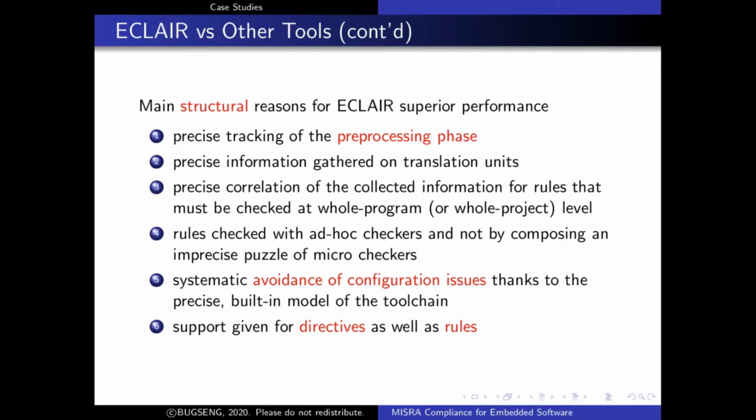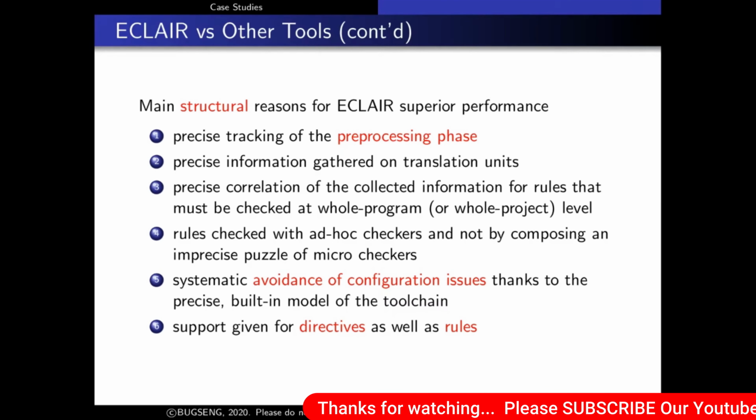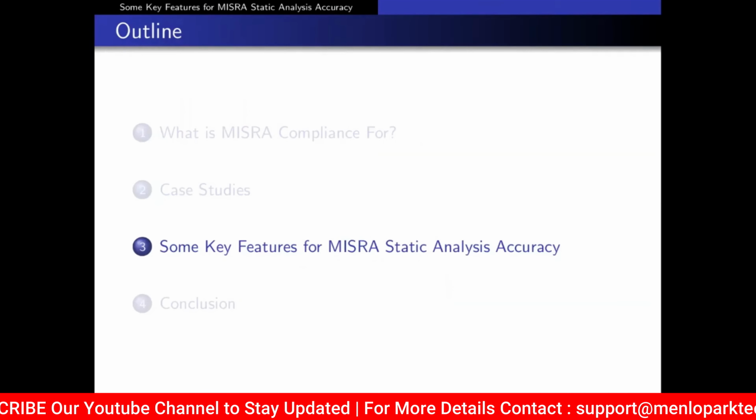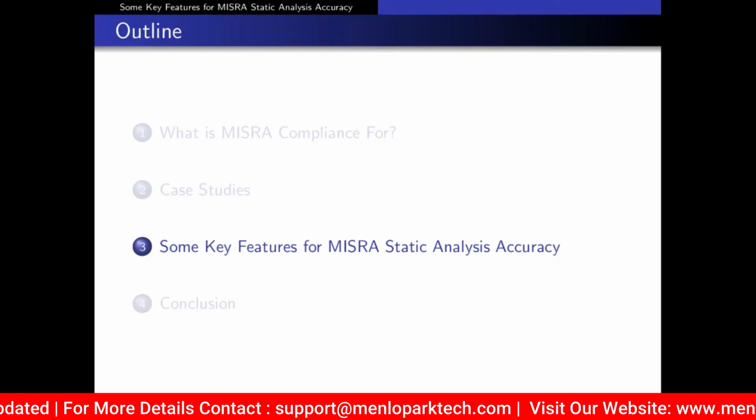Most importantly, we have the systematic avoidance of configuration issues because ECLAIR interacts with the toolchain and it incorporates very precise built-in models of the toolchain. And then ECLAIR supports all guidelines, directives, as well as rules. Of course, for directives, ECLAIR needs some information to be provided in the configuration, but we never give up. We also give support to the users. So let us go through some of these key features.